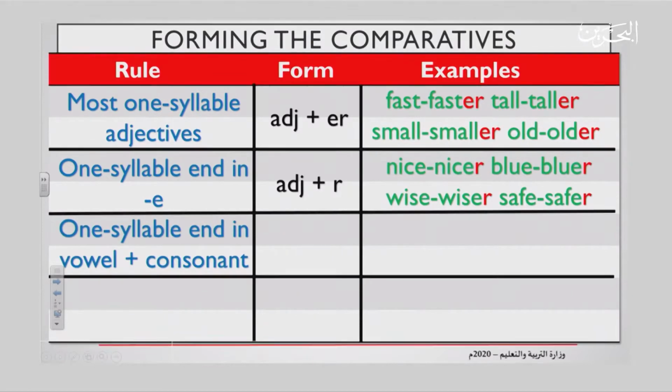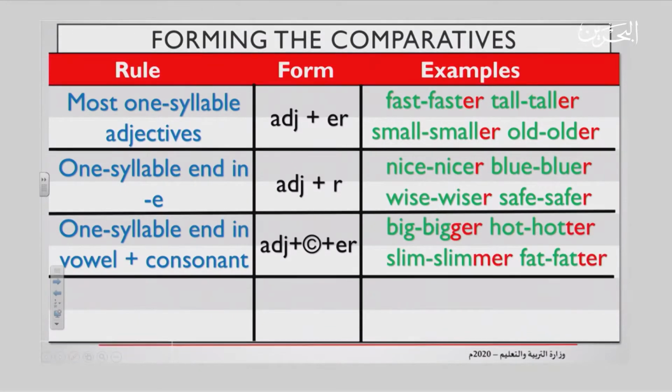We have one syllable that ends in a vowel. Do you remember the vowels? They are A, E, I, O, U. So, if the one-syllable adjective has a vowel, then a consonant, which is the rest of the letters, what do you do? You have the adjective, you double the consonant, you write it again, and then er.